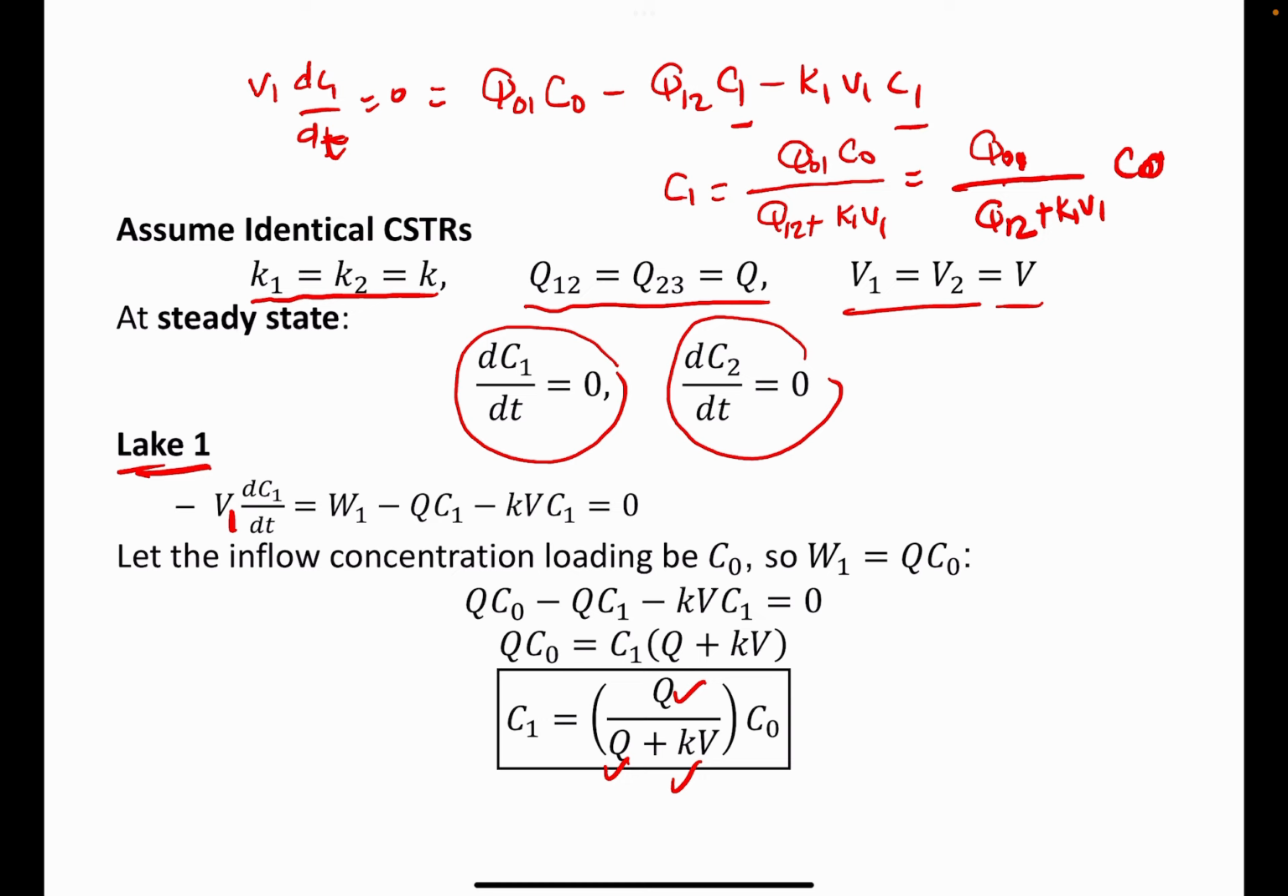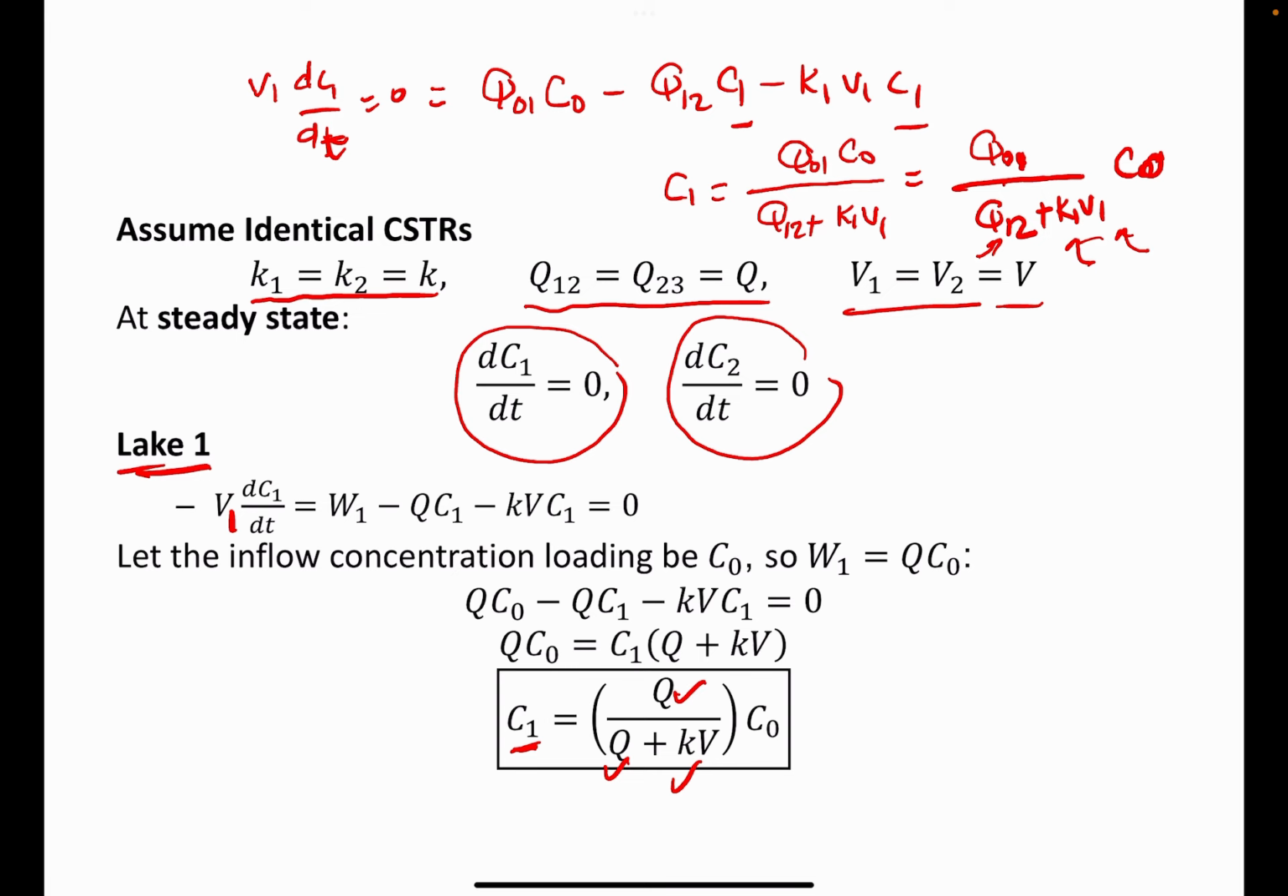Okay, so Q over Q plus KV is the factor that we need to put all the time like that. So this is what we have to do for lake number 1, that the concentration C1 is equal Q over Q plus KV. And I'm assuming that K1 is equal to all the lakes, and the flow rate is equal to all the lakes. So it's going to be like this C1.